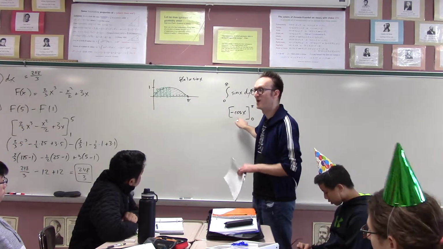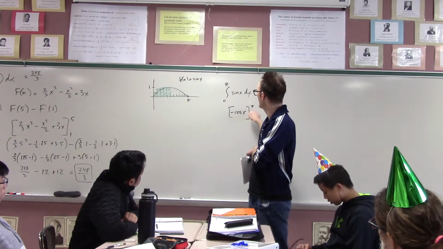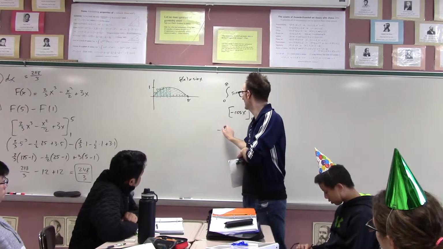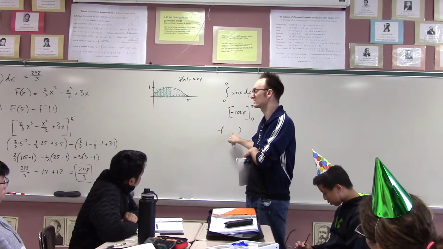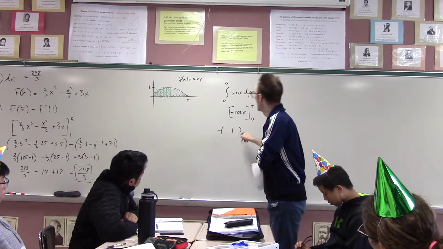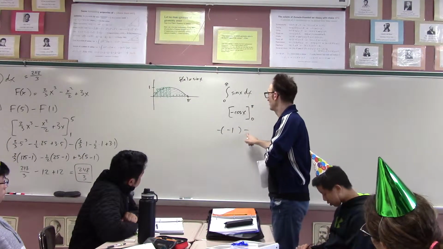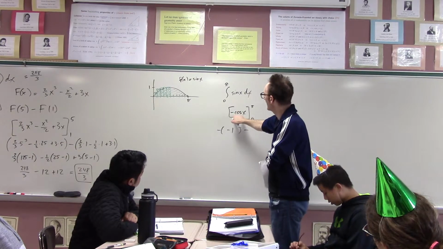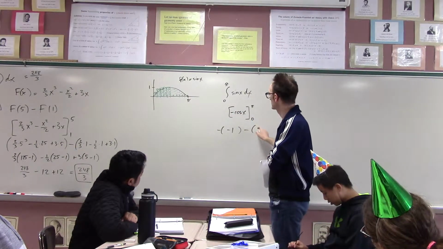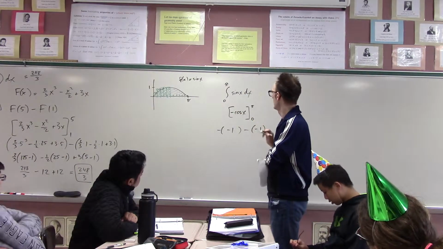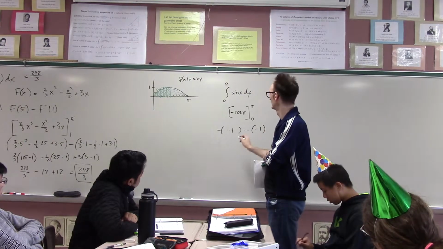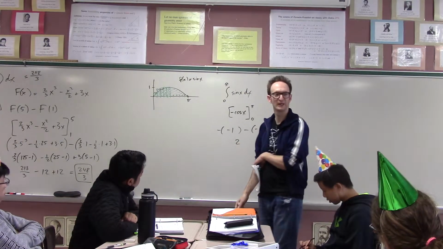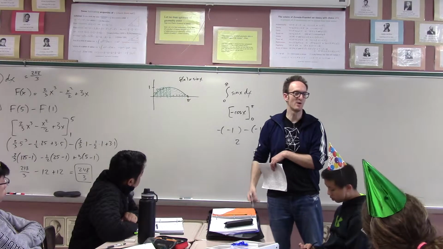What is the value of negative cosine at pi? Well, negative cosine of pi is 1. Minus, you've got to be really careful with your negatives, minus the value of negative cosine at 0, which is negative 1. And what you get is 2. Holy crap. Blow the horns.